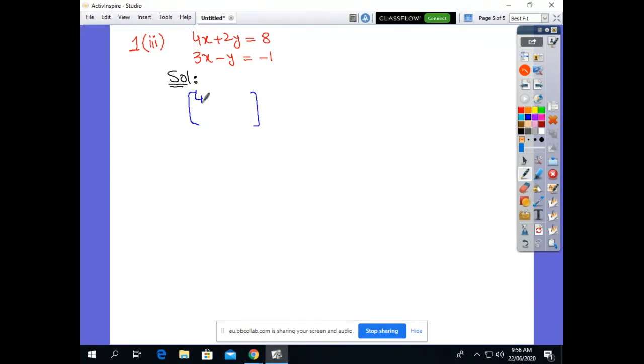We write the coefficient of x, coefficient of y, then again coefficient of x, then again coefficient of y. There is a negative sign before the y, that's why its coefficient is negative 1. Now we write the other matrix, which is x and y, and the third matrix, which is 8 and negative 1. Now we name these three matrices. The first matrix we call matrix A, the second matrix X, and the third matrix B.